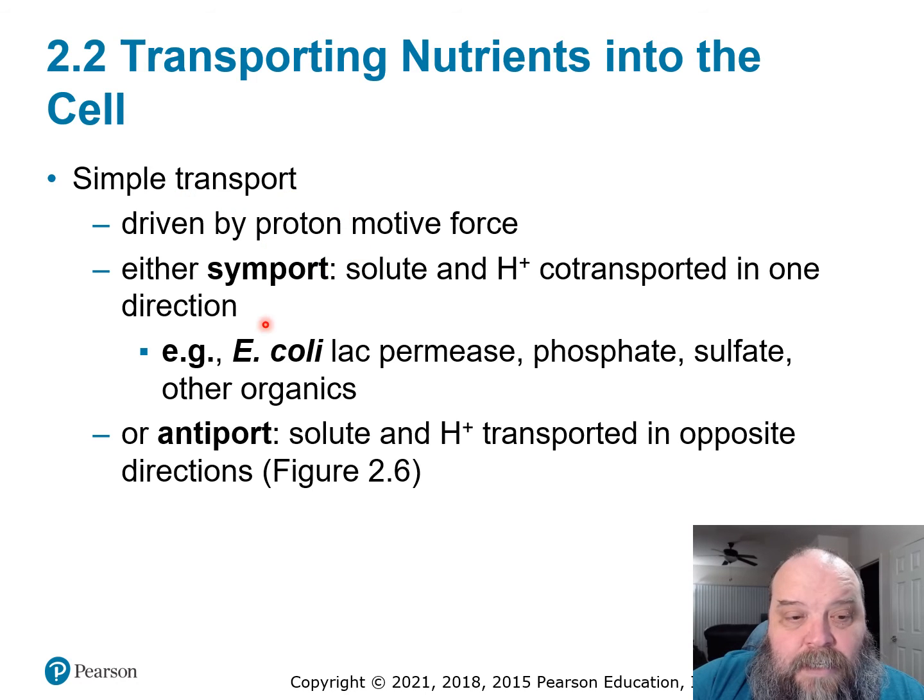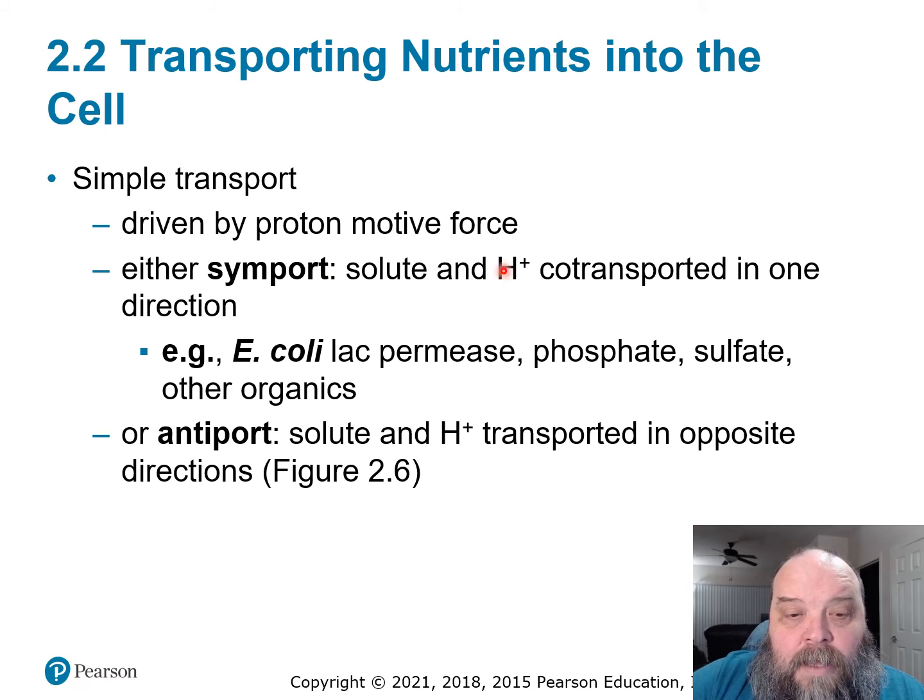The simple transport, as I just mentioned, can be driven by a proton motive force. So technically, they like to say that it's passive since it's not using ATP directly, but in my mind, it takes ATP to set up the proton differential, high protons outside, low protons inside, so you have a concentration gradient for things to flow across. The examples, as I showed, symport, antiport.